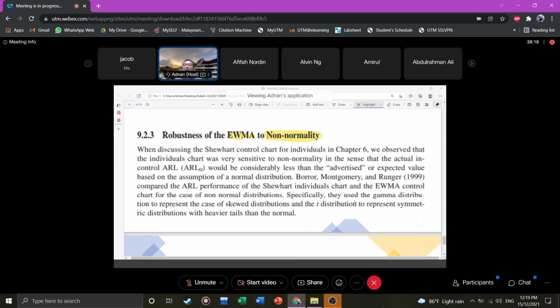What is the method to reduce or to eliminate the effect of non-normality? The charting techniques that we have discussed previously. Okay, please respond.